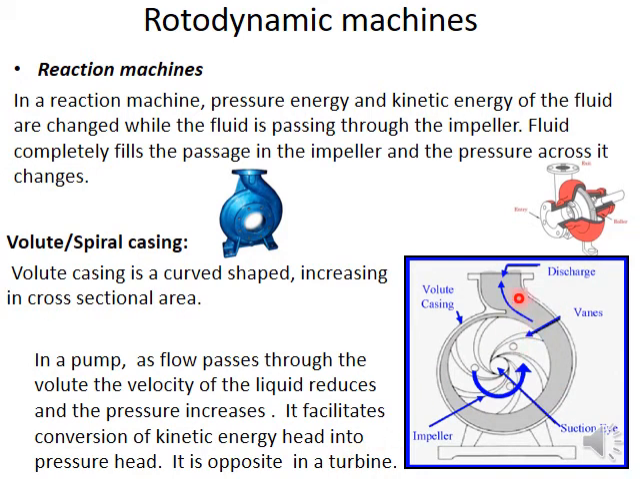In the case of a turbine, it is opposite. Fluid enters from here and passes through the volute casing and through the impeller and leaves the impeller at this place. I hope you understood the difference between a reaction machine and an impulse machine.